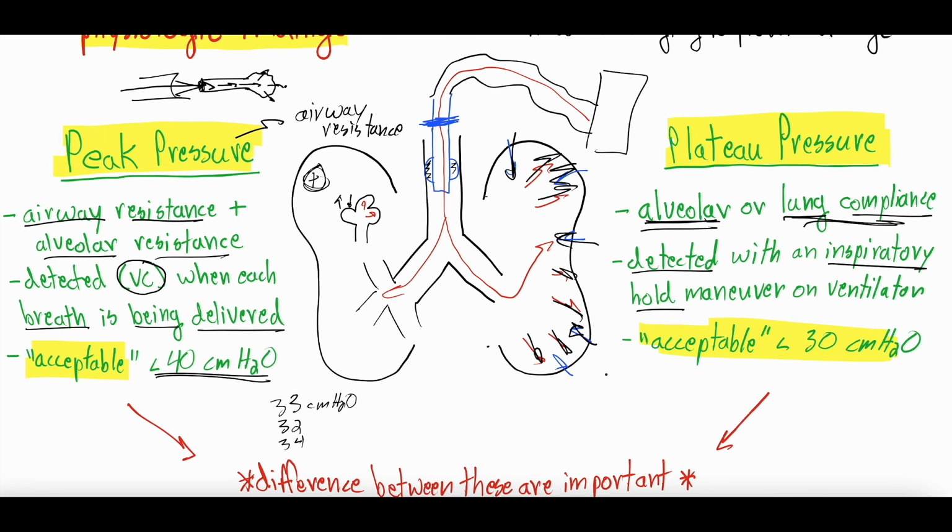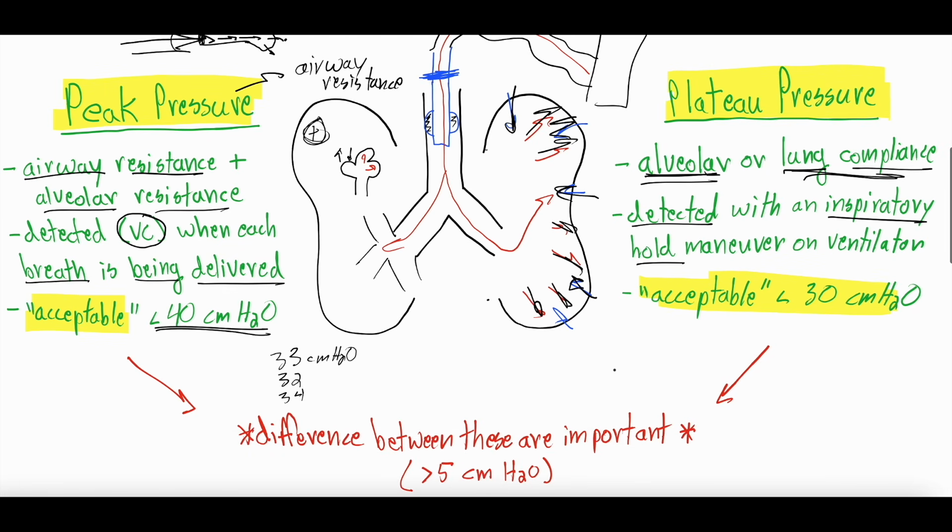So the difference between these two, the peak and plateau pressure, is important. Because if they are the same, right? If the peak equals the plateau pressure. Let's say the peak pressure is about 30, and then you do this inspiratory hold, and the plateau pressure on the inspiratory hold is also 30. That is really saying that most of the pressure that you're seeing in the peak pressure is simply lung compliance, and that there's not much airway resistance, because lung compliance and airway resistance make up the peak pressure. Right? Does that make sense?